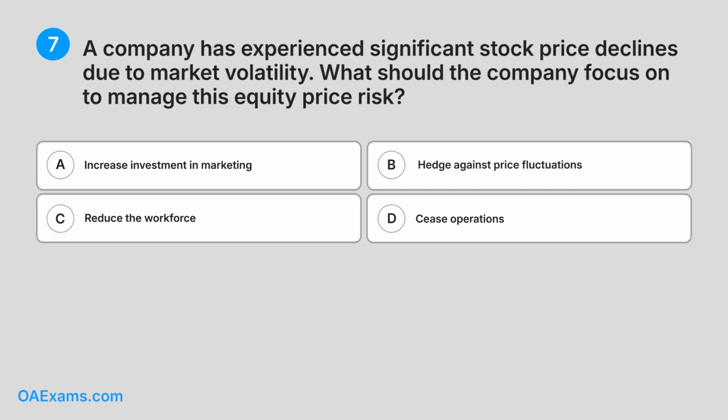7. A company has experienced significant stock price declines due to market volatility. What should the company focus on to manage this equity price risk? A. Increase investment in marketing. B. Hedge against price fluctuations. C. Reduce the workforce. D. Cease operations. Do you know the answer?